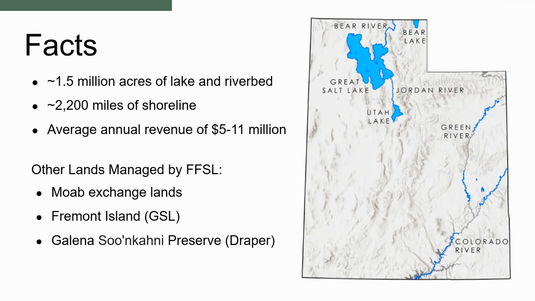Some information for everyone. Our division manages about 1.5 million acres of lake and riverbed. That includes 2,200 miles of shoreline. And these lands generate an annual revenue of about $5 to $11 million. Most of that is coming from royalties of Great Salt Lake mineral extraction. And other lands that we manage that are not sovereign lands include the Moab Exchange lands, Fremont Island of Great Salt Lake, and the Galena-Soon County Preserve on the Jordan River in Draper.